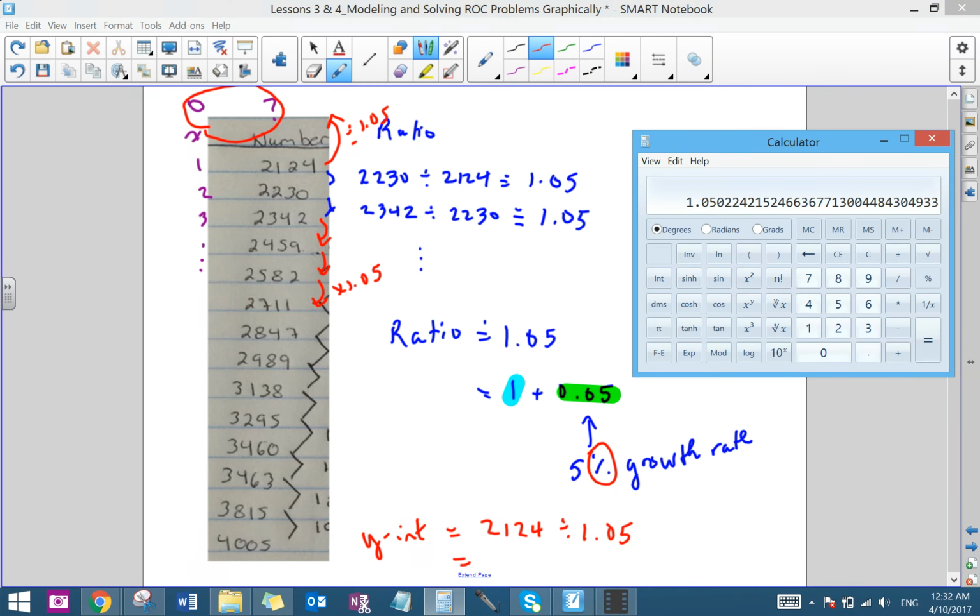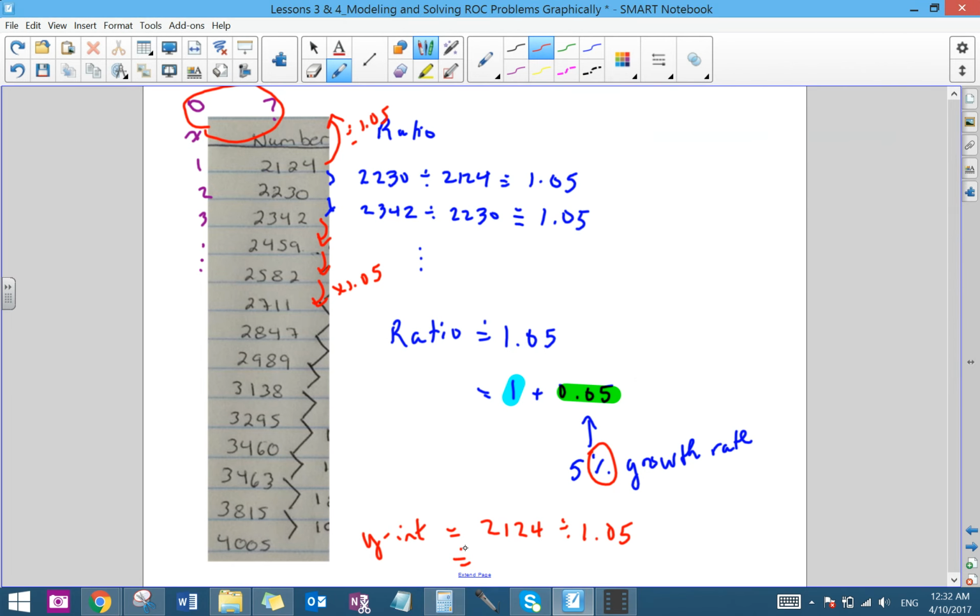Okay, so we should get something close to 2020, and here we have 22.8, so we'll take about 2023. Okay, so certainly our graphical y-intercept, our estimation there, is very close to what we've calculated using the values in the table. So there's two ways to come up with that.